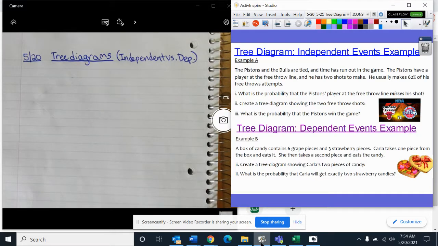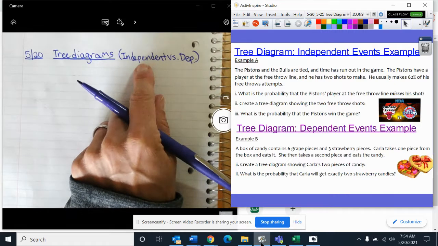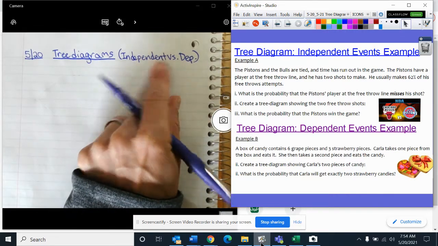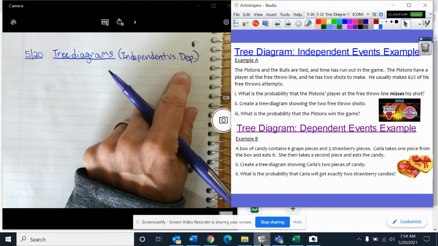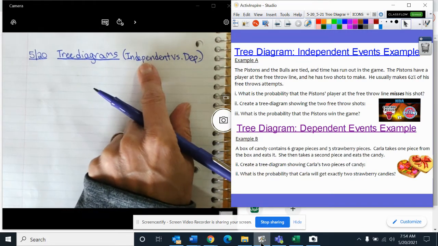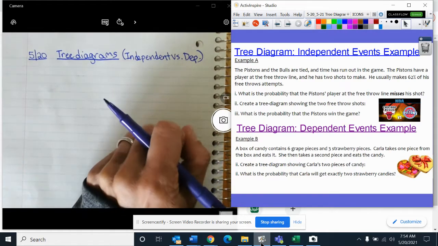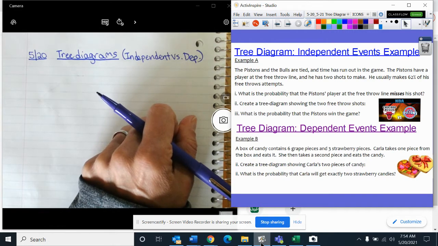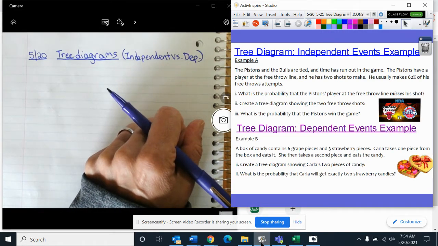Good morning, ninth grade. This video is to help you review the different tree diagrams and also the different types of events, whether it's independent or dependent on the initial probabilities. So we're going to start with something that's independent, looking at whether the Pistons versus the Bulls, who's going to actually win the game. So there are some probabilities that we need to write down.